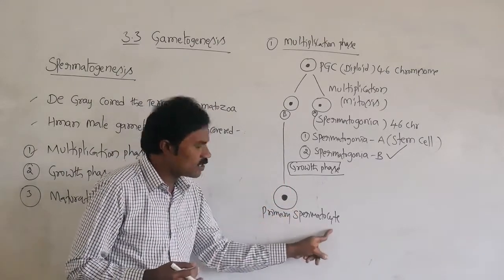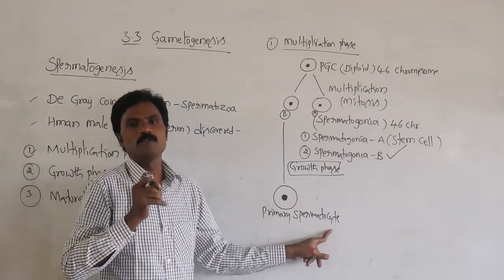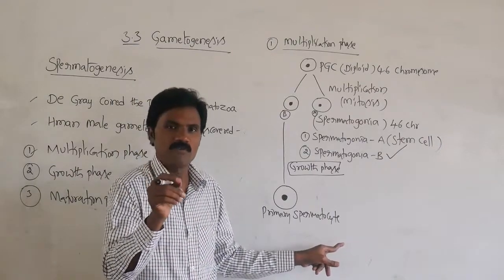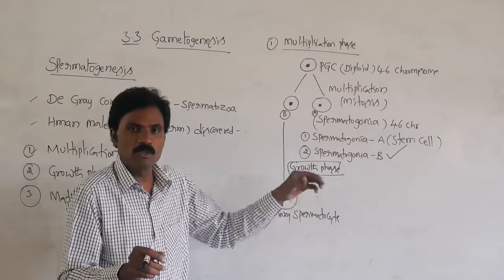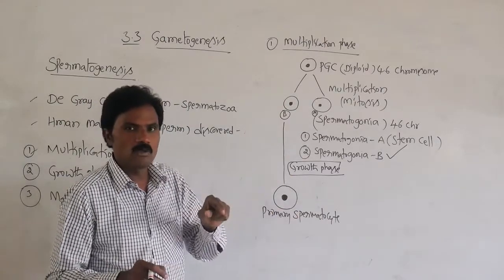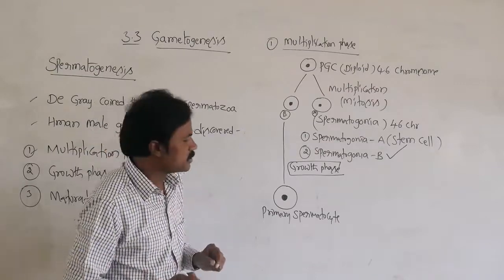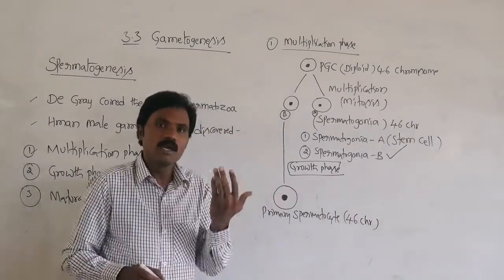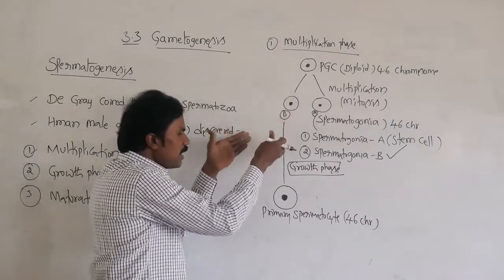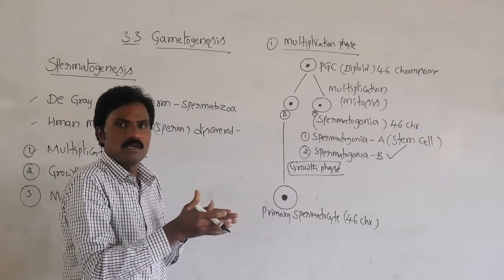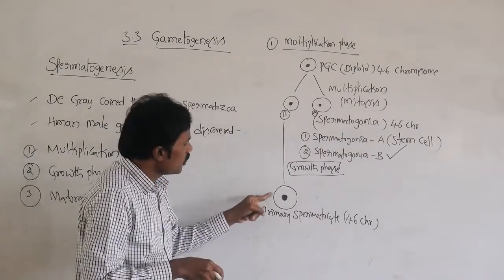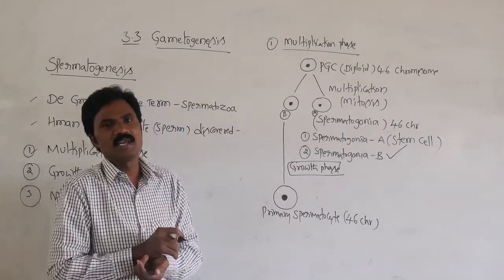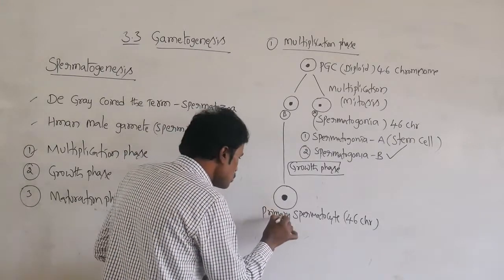What is the ploidy of the primary spermatocyte? Many times in examinations they ask what is the ploidy or the number of chromosomes present in primary spermatocytes during spermatogenesis. The answer is diploid: the number of chromosomes is 46. Why? Because it is the same cell that only increases in size by nourishment from Sertoli cells. Then this primary spermatocyte undergoes meiosis cell division.